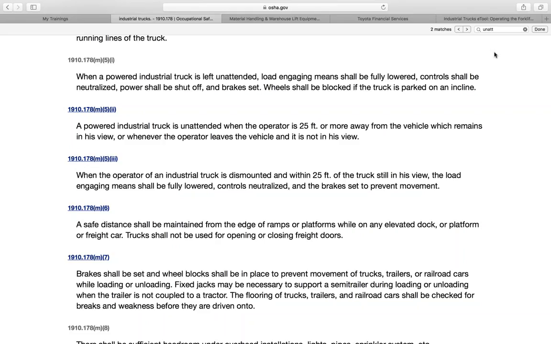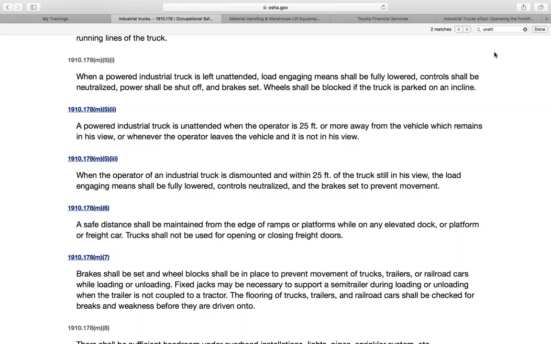Let me ask you a question. How many of you have ever seen where somebody is guiding a forklift and they're standing in front of the load? Has anybody ever witnessed that? I've witnessed it multiple times. Yep, exactly. Well, there you go, right? We're not allowed to do it.